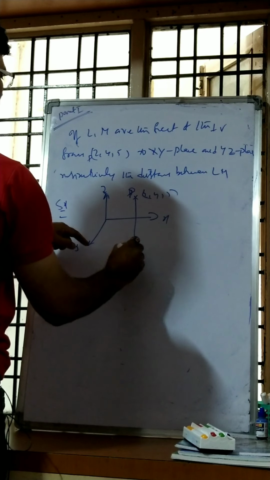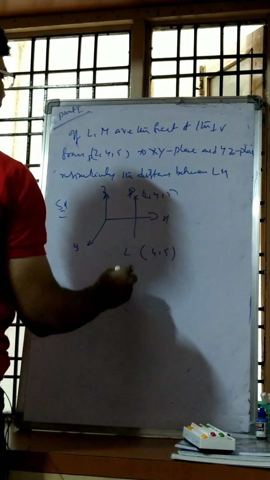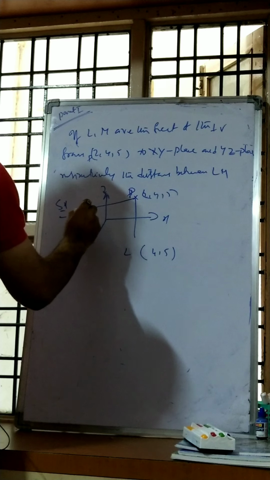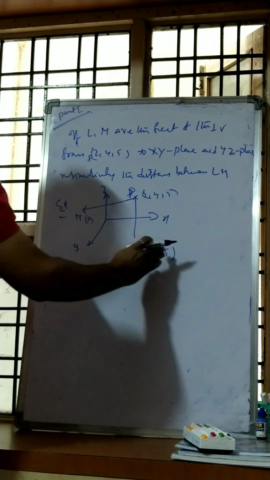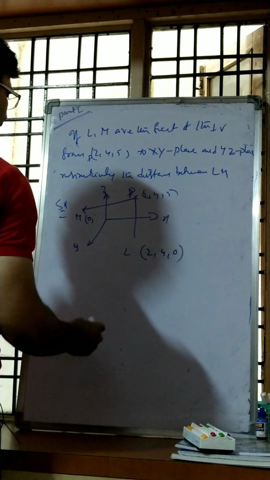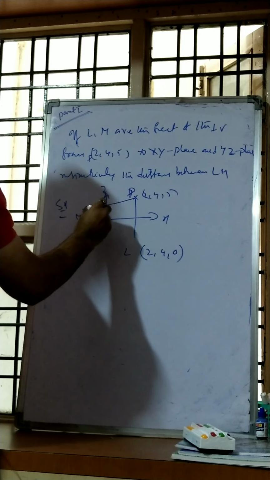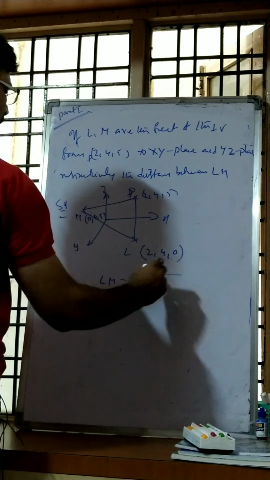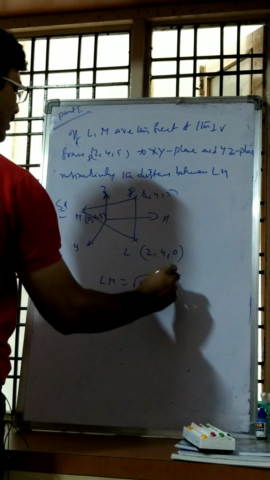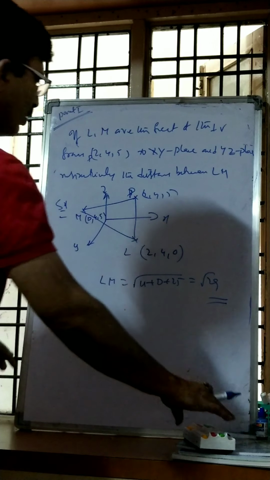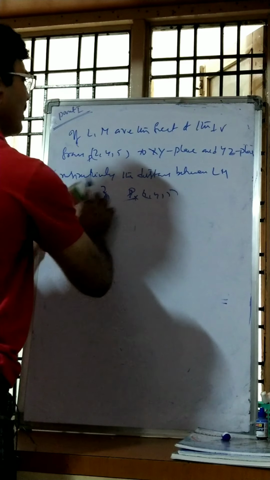Q, he said that L is what? 2, 4 and 0. M in the YZ plane is what? 0, 4, 5. In the case of L, we have X and Y, 2, 4, Z is not there, whereas here 0, 4, 5. You are supposed to find the distance between these two. LM is equal to under root of 4 plus 0 plus 25, the result is root 29, you are getting like this. Now we'll move on to the next one.